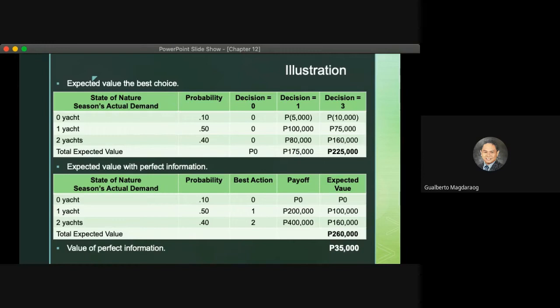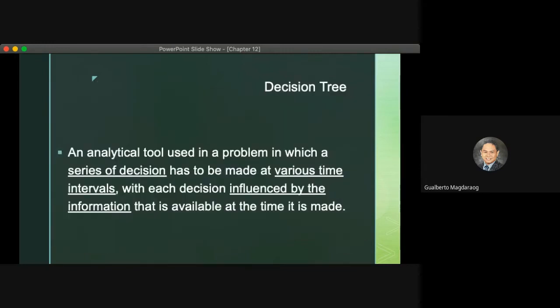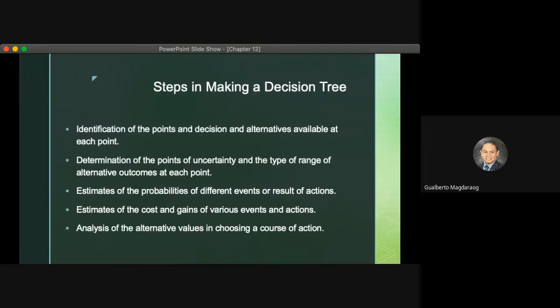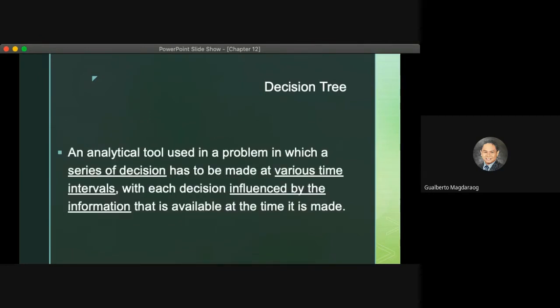Next is decision tree. An analytical tool used in a problem in which a series of decisions has to be made at various time intervals, with each decision influenced by the information that is available at the time it is made. Yung na-introduce sa atin na state of nature will still be applied in the decision tree concept or in the decision tree model.